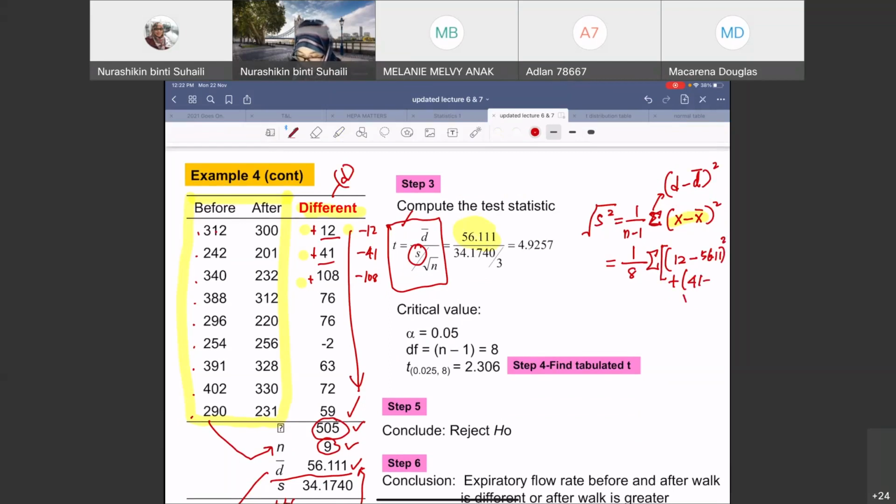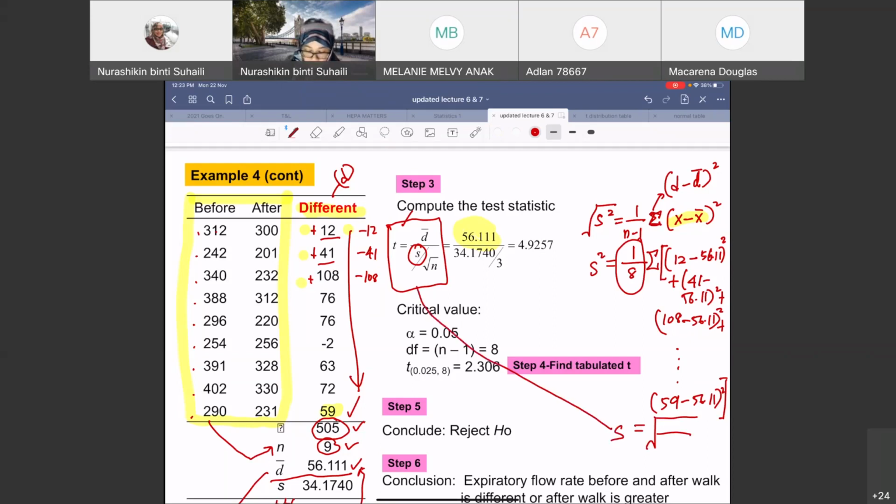41 minus 56.11 square plus, okay, 108 minus 56.11 square sampai 59. You got it? Sampai sini. 59 minus 56.11 square. Okay, you close the bracket and then you solve it. Don't forget the 1/8 over here. So then, and this is actually S square. So whatever the value, you have to find the square root of it in order to find the S. So that's how you got the S and you substitute into this formula.